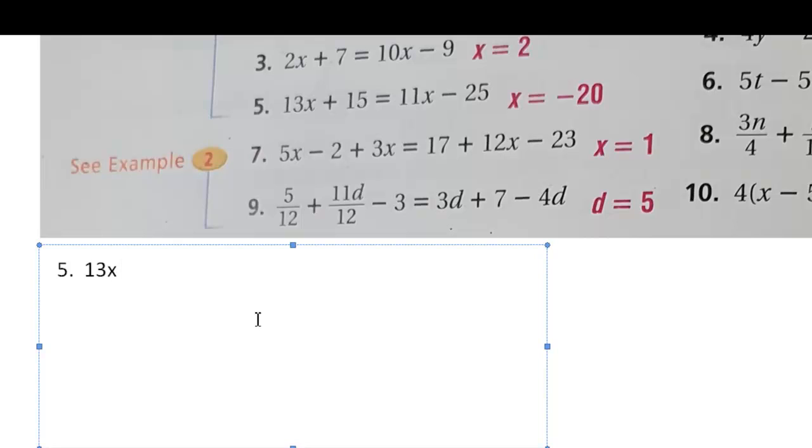13x minus 11x plus 15, this is the first side, equals 11x minus 11x, okay, minus 25. 13 minus 11 is 2x plus 15 equals negative 25.